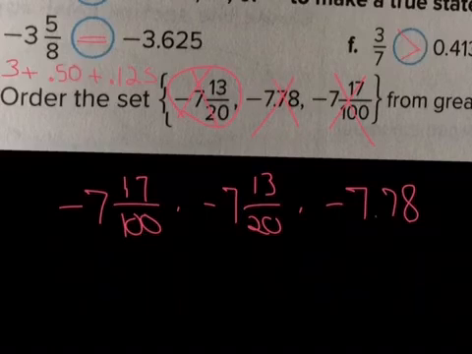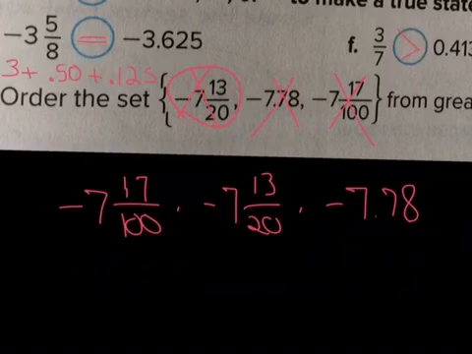Okay? For this last part, I looked at these 3 numbers here, and I know that it has to be from greatest to least. My greatest, because they're all negative, will actually be the smallest number. Don't forget that, because it's negative. As the number gets bigger in the negative, it actually has less value. So I start looking here, and I see that I have 13/20.